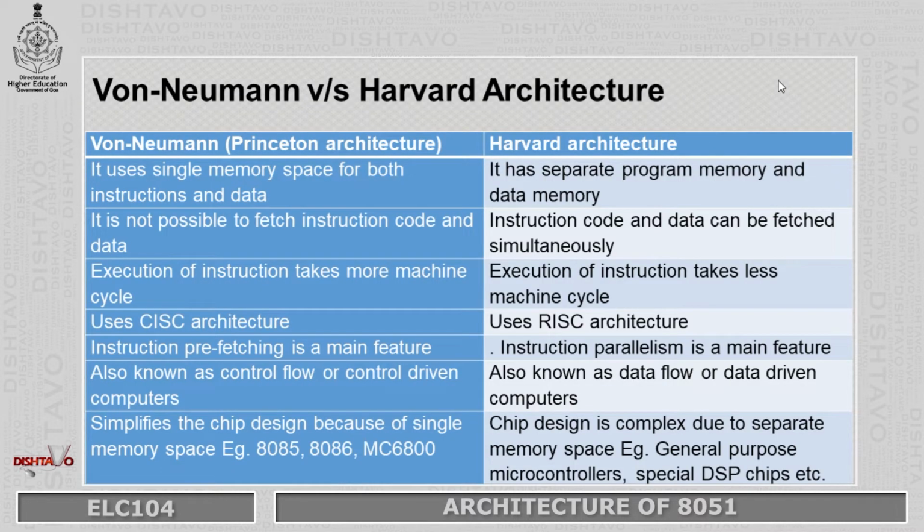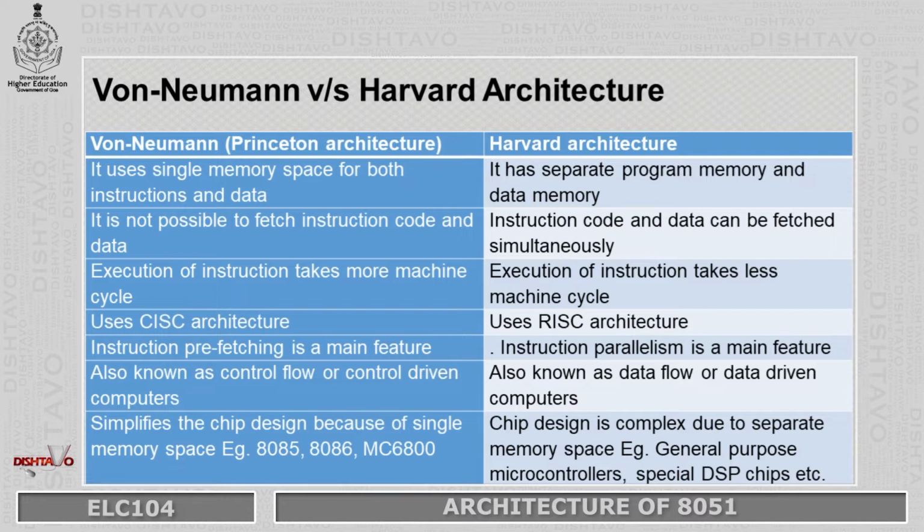Let us see some of the differences between Harvard architecture and von Neumann architecture. Von Neumann architecture, also known as Princeton architecture, uses a single memory space for both instruction and data, whereas Harvard architecture uses separate program memory and data memory. For von Neumann architecture, it is not possible to fetch the instruction code and the data simultaneously. Instruction code and data can be fetched simultaneously using Harvard architecture. Execution of instructions takes more machine cycles for von Neumann. Execution of instructions takes fewer machine cycles for Harvard.